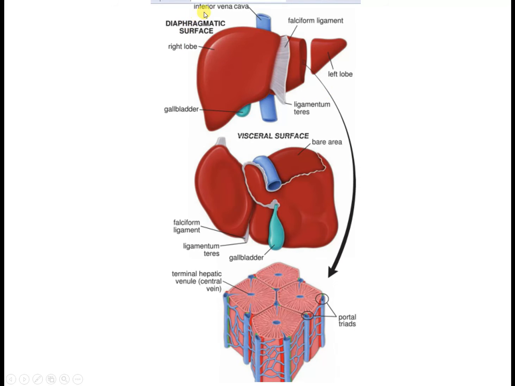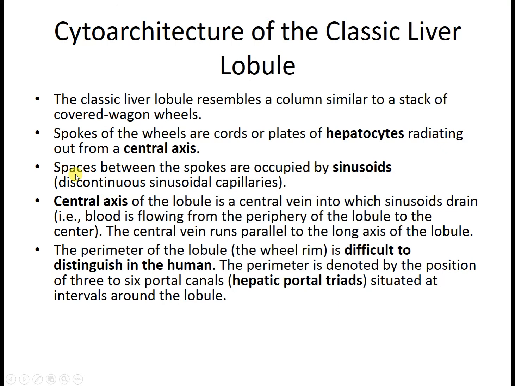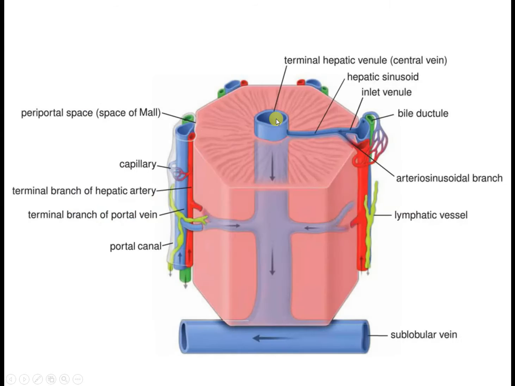So here you see the inferior vena cava. This is the general structure. We have the diaphragmatic surface, which is very straight, and the visceral surface, which possesses some incisions because the small intestine is projecting into it. The ligaments you discuss in anatomy. But inside, histologically, you remember it possesses lobules with portal triads in them. So here we have to discuss it.